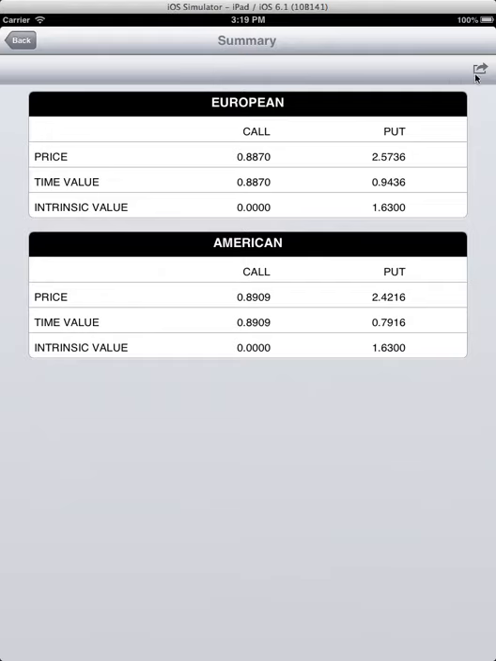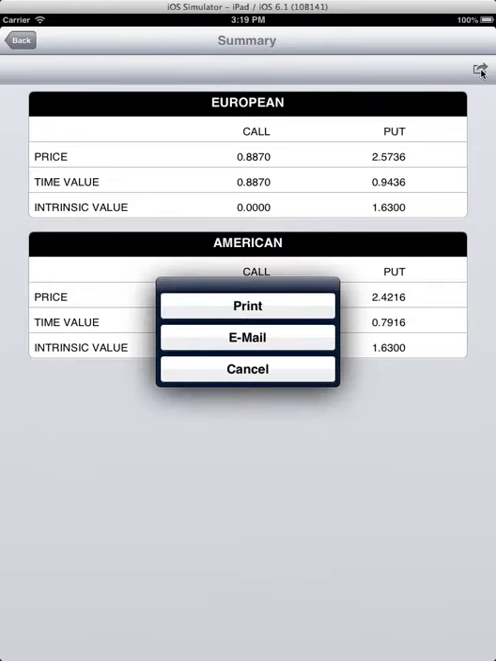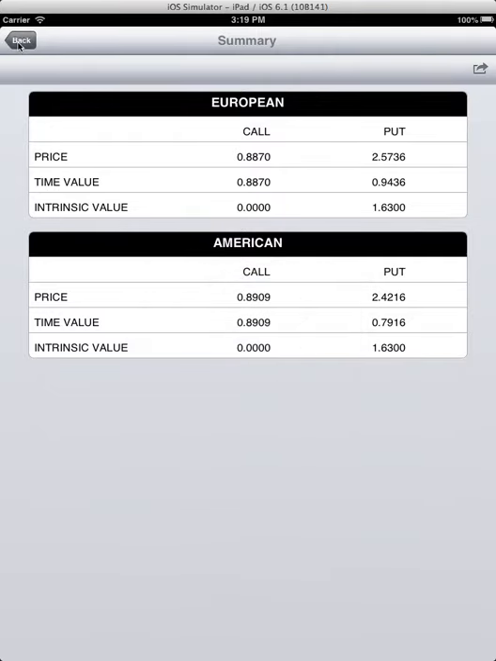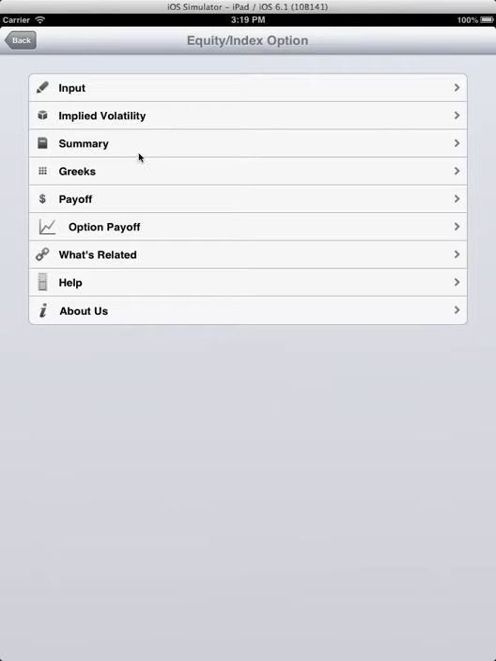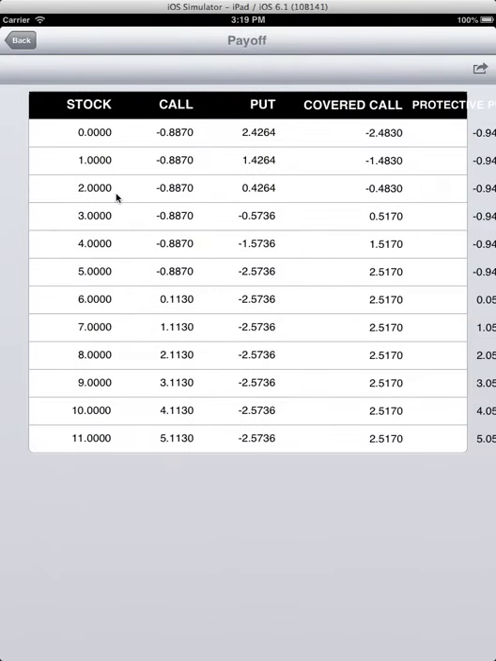If you would like to print it, you can print it, or email the result to yourself or others as a PDF. And then the payoffs. As the prices keep moving, what is the option payoff? This is what it is. So it is a stock price, call price, put, covered call, protective put.